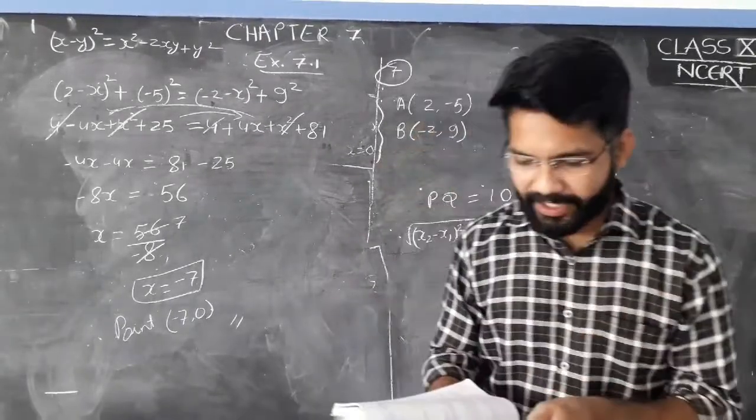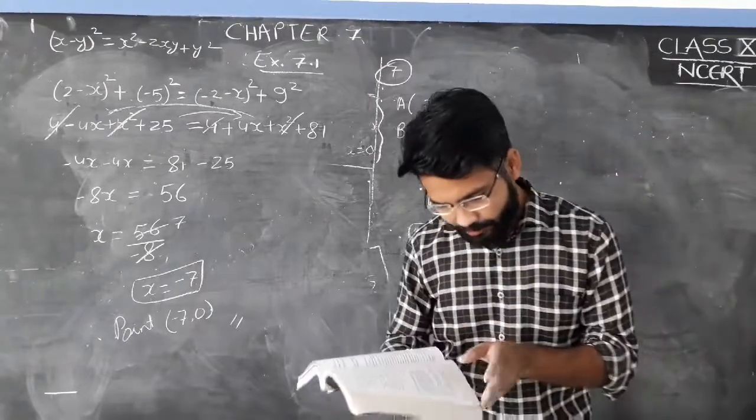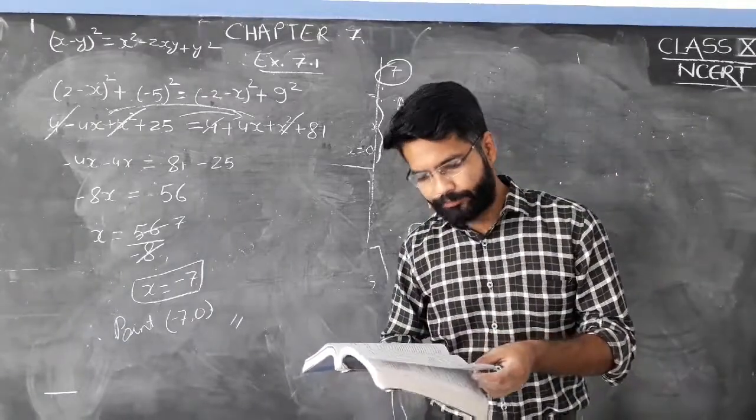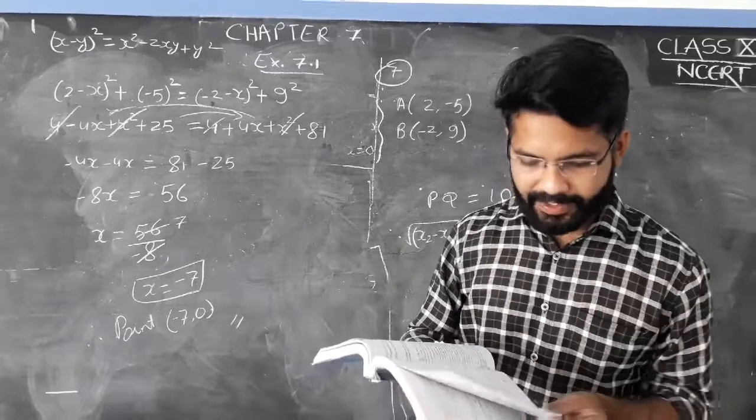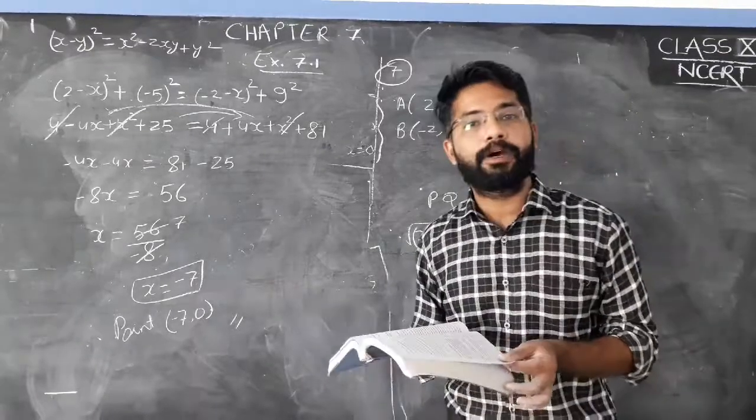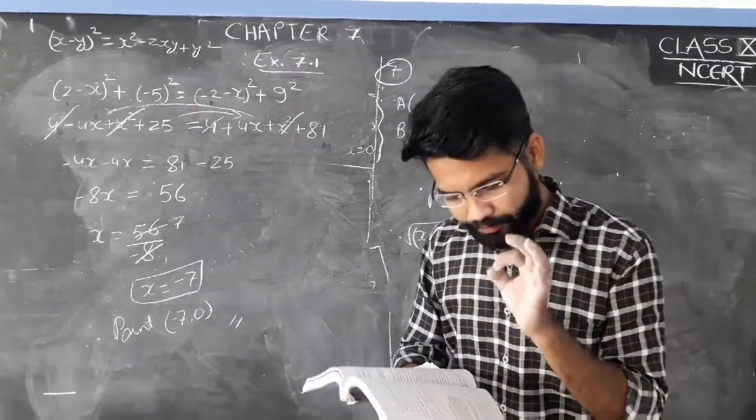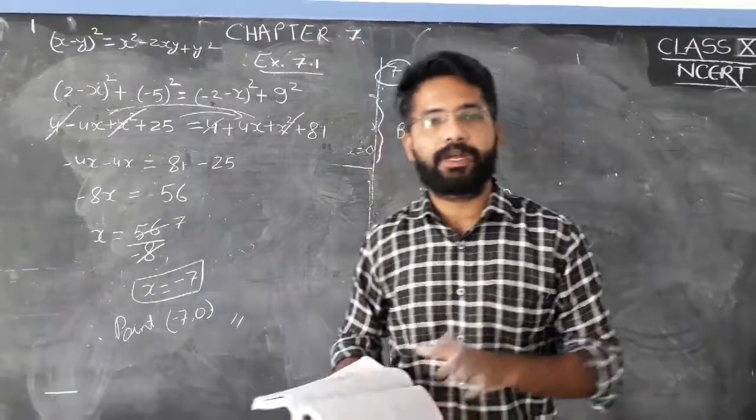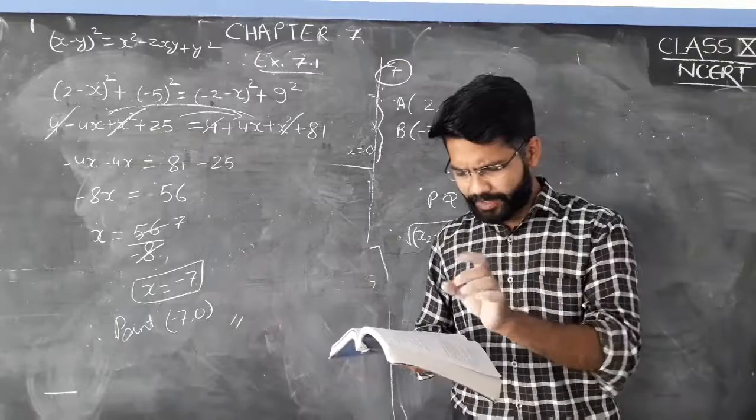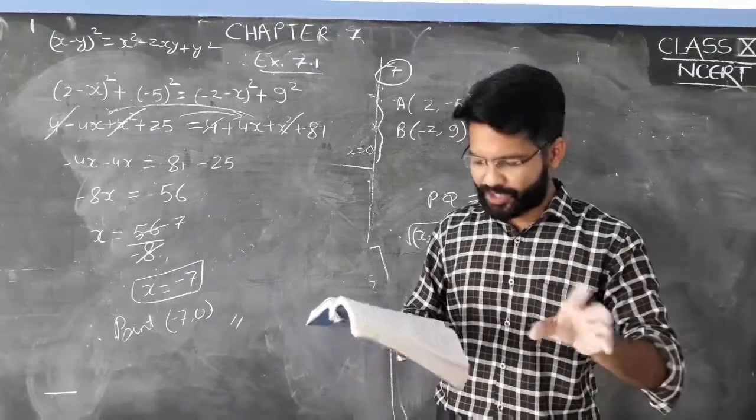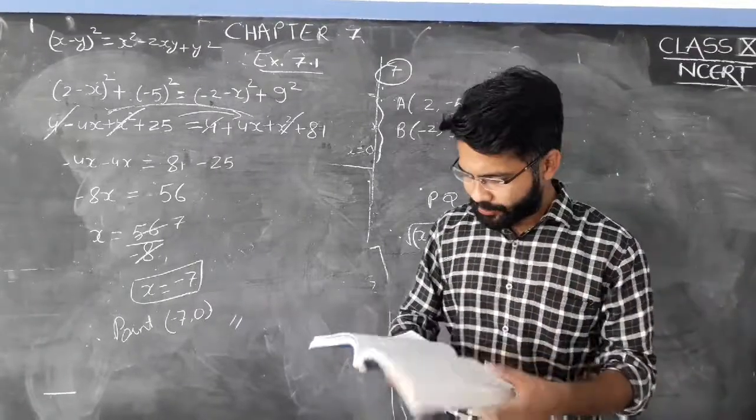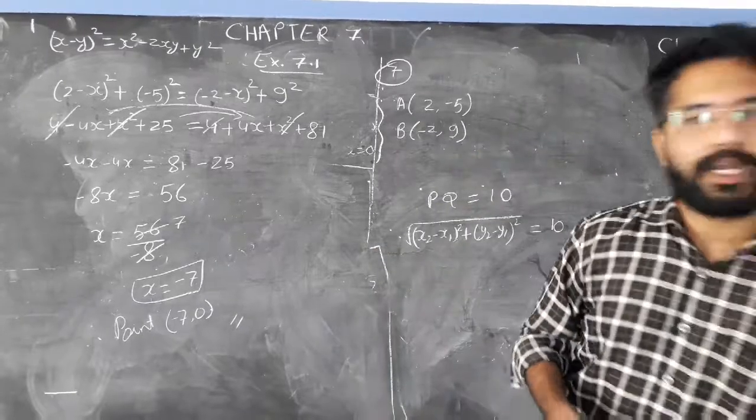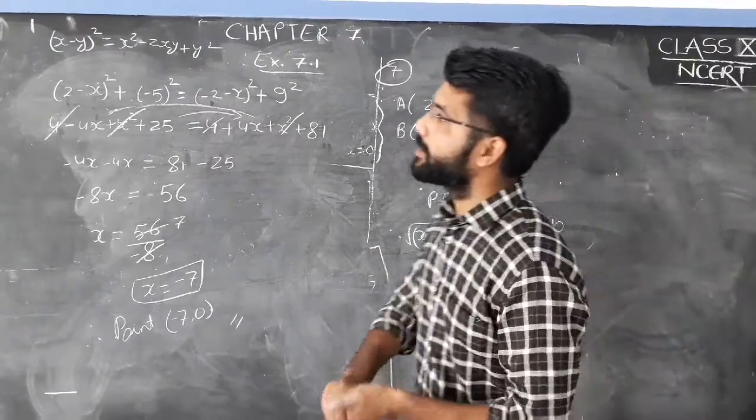If you find any difficulty, you can see the question on page number 160. You can see example number 4 and question number 10 of exercise 7.1, both are there. Only points have been changed. Okay, so this was exercise 7.1 from chapter number 7.